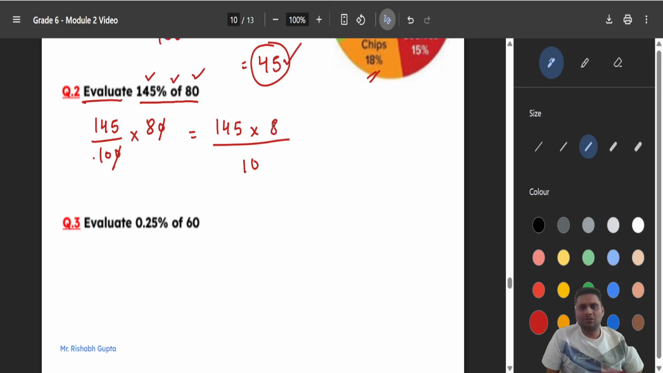Now see, 8 and 10 both come in the table of 2. So I can divide by 2 here and by 2 here. 8 divided by 2 is 4, and 10 divided by 2 is 5. Now see what I have here: 5 up in the last and 5 in the last. So here I can divide by 5. 5 divided by 5 is 1. Finished. And 145 divided by 5.